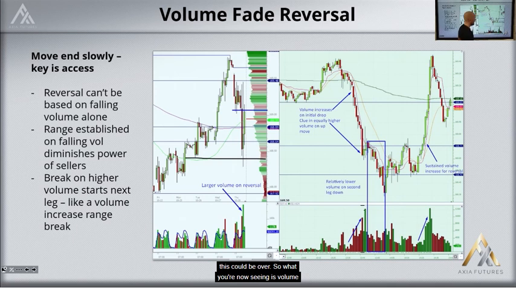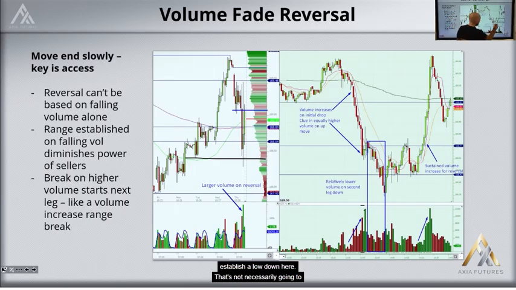So what you're now seeing is volume fading away. This is now saying to you there could be a chance of a reversal. Look out for a volume increase. We've achieved breaking a level, so you've reached a point where a reversal is reasonable. Volumes have failed to continue on the move down. Now you're looking for an access point.